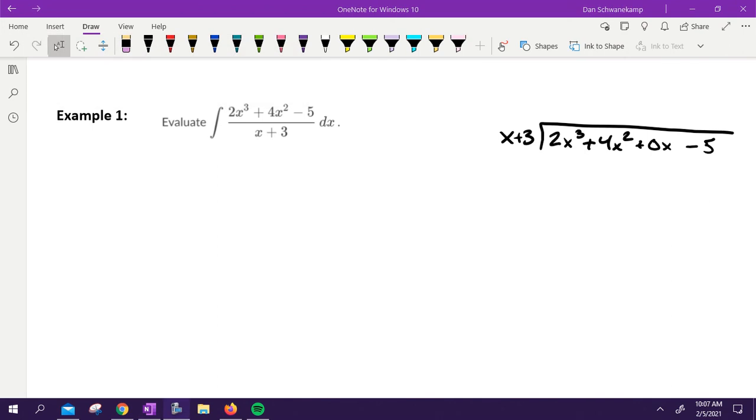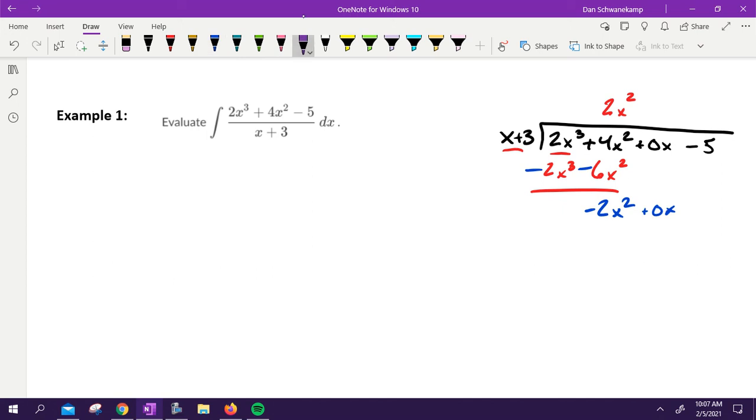I'm going to go fairly quick. X times what gets me 2x cubed? It is 2x squared. I write it above. I multiply it down. So 2x squared times 3 is going to get me 6x squared. I'm putting them together, so I'm changing the signs. X cubes cancel. Minus 2x squared. Bring down the next thing. So 0x doesn't really do a whole lot for me, but that's okay.